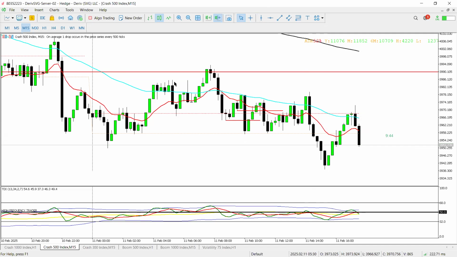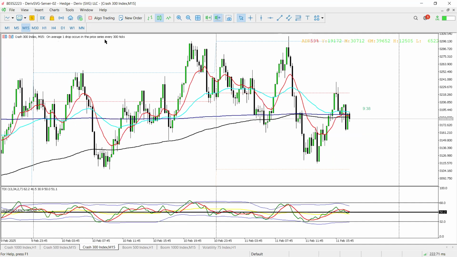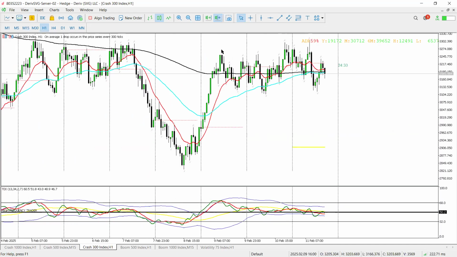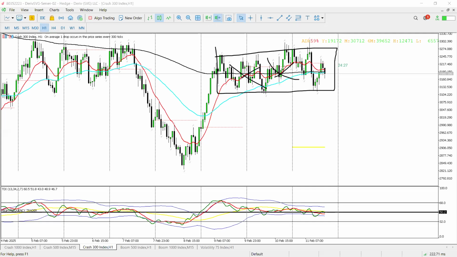Some setups will hit your stop loss. That's why we always trade with calculated risk. So going to the next asset, I'm just using H1 as a default time frame. Here you can see this one is choppy. This is choppy price action. There's nothing we can do with this price, literally nothing we can do.